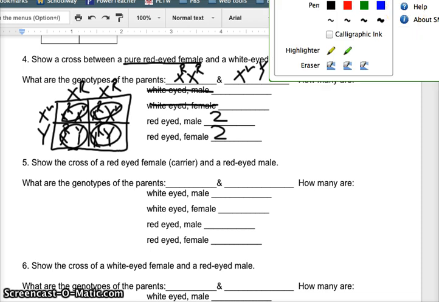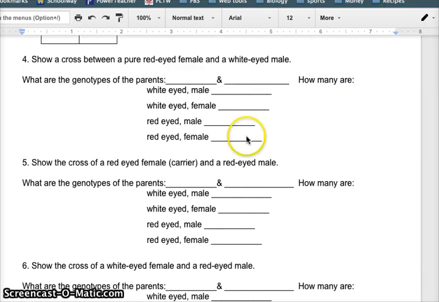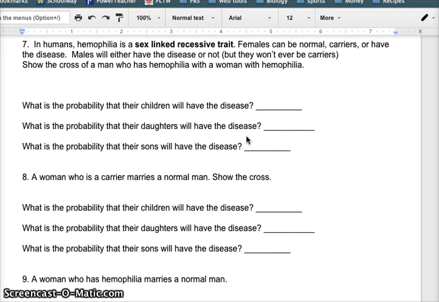And then I'll do one example on the back here. So this one is a sex-linked recessive trait, hemophilia. Hemophilia is a blood disorder where you start bleeding, your blood doesn't clot. So males will either have the disease or not, just like anything. So a man has hemophilia and a woman has hemophilia, so they both have hemophilia. Actually, I don't even want to do that one. That was too easy. I'm going to do number 8.